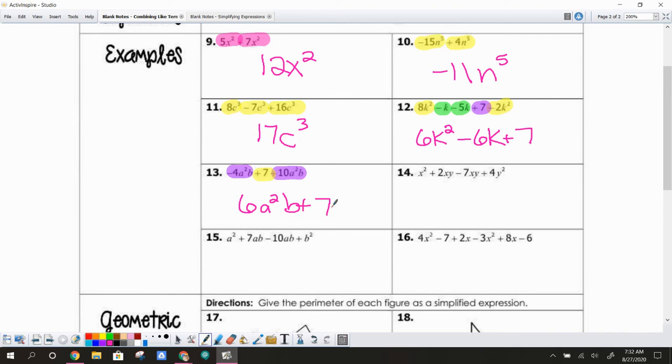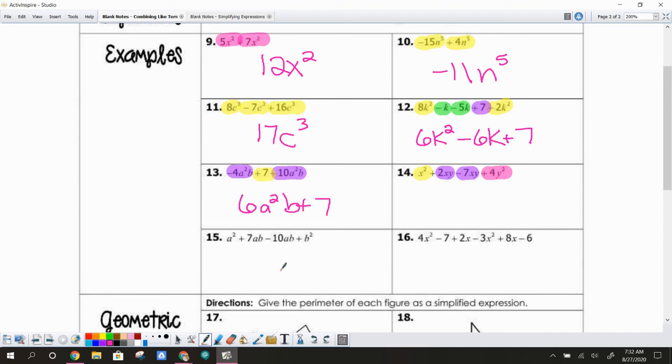All right. So for number 14, this one has multiple variables. So the organization is going to be a little trickier. So I'm going to go ahead and first start by identifying all of my like terms. So I have an x squared term. I have an xy term. I have another xy term. And I have a y squared term. So alphabetically, x comes before y. So I now want to keep my x terms first.